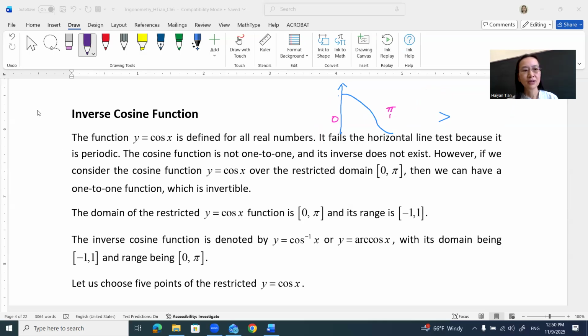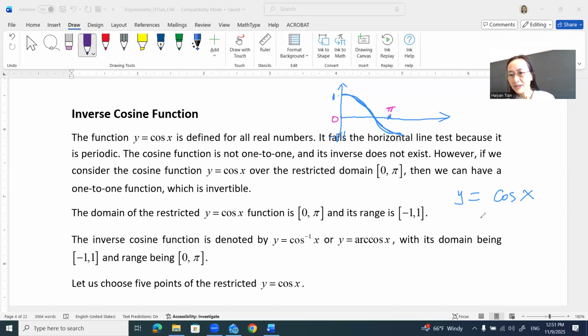So that is the cosine function, from 0 to pi, that interval. The cosine function is strictly decreasing, right? From positive 1 decreasing to negative 1. So it's definitely a one-to-one function because it intersects any horizontal line at most once. So that is the cosine function we're going to find the inverse for.